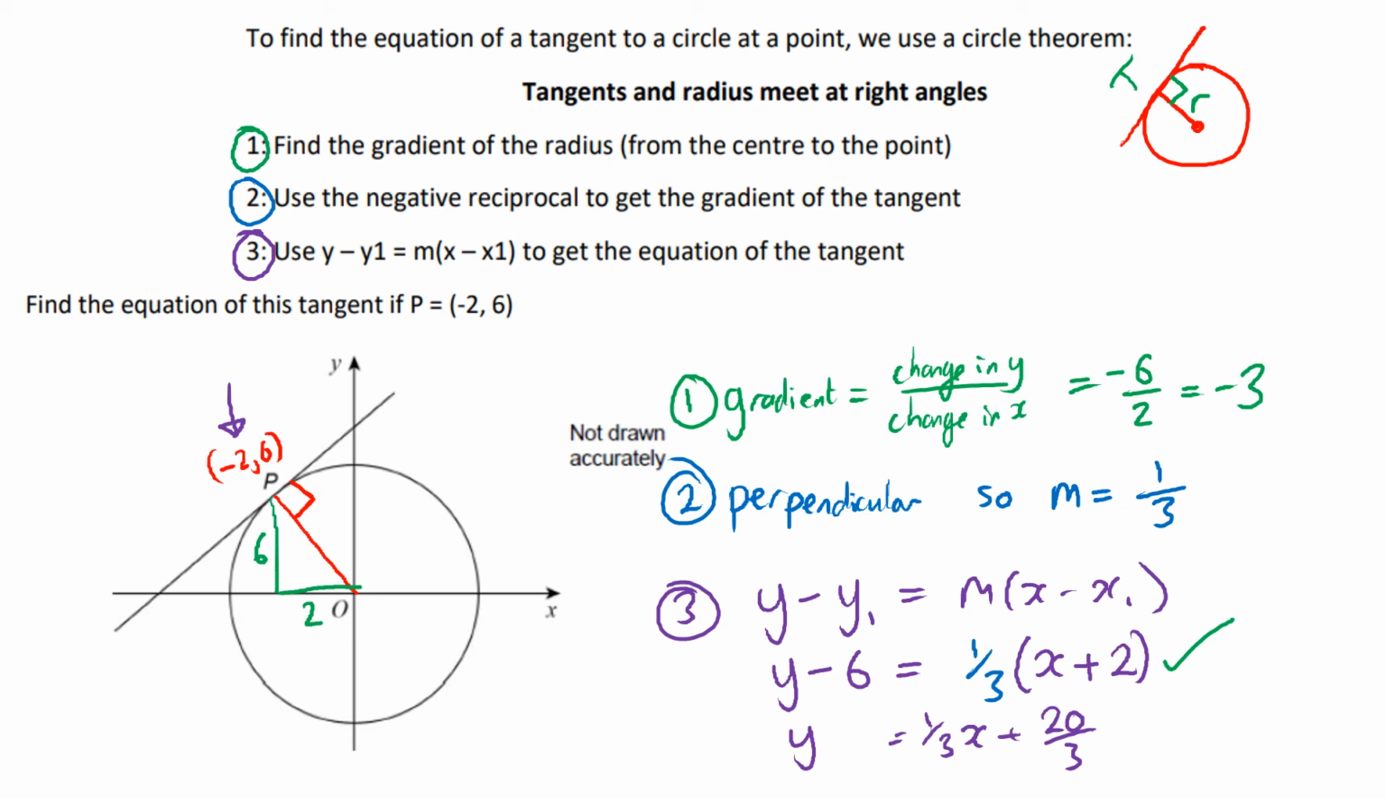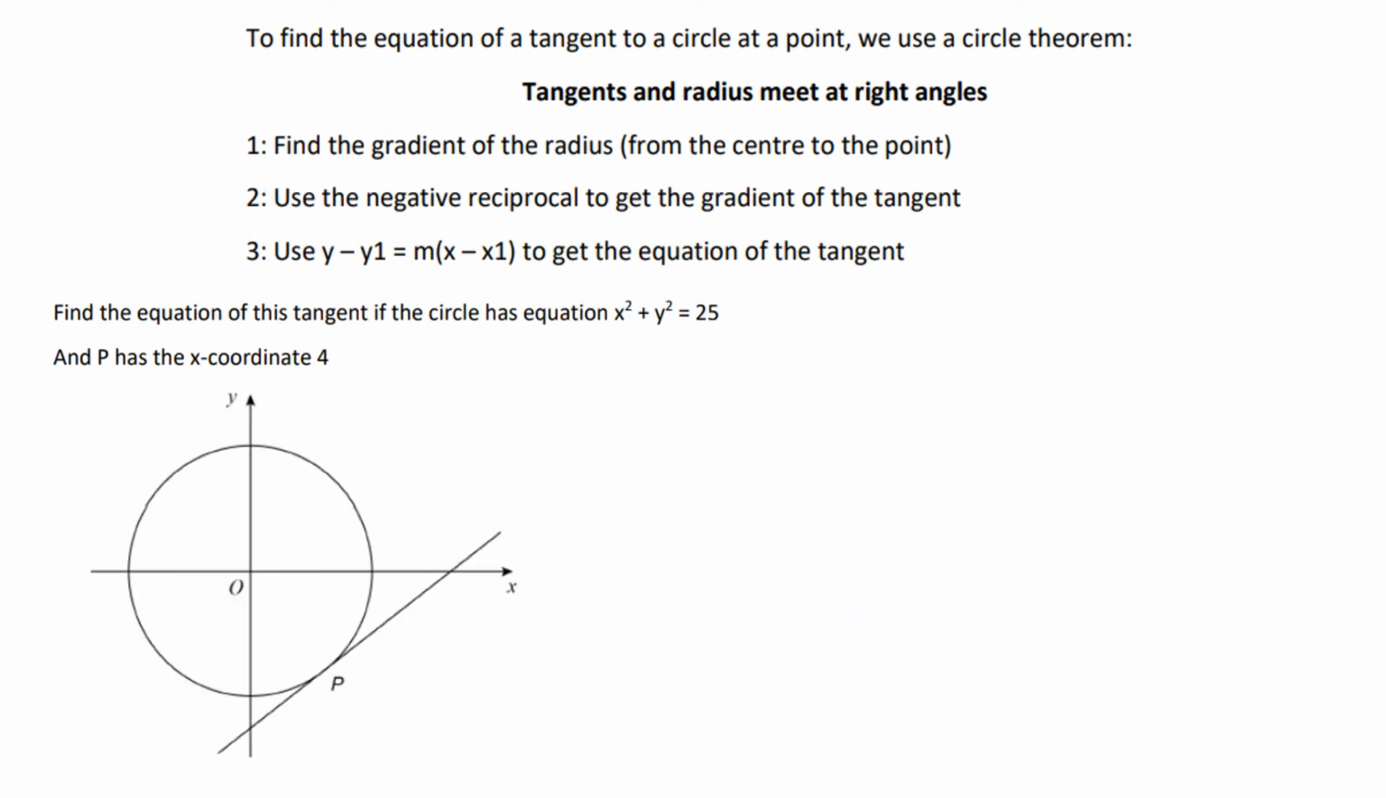We're going to look at one more example, but it's always that 1, 2, 3. Gradient of the radius, use the perpendicular negative reciprocal, and then find the equation of a line. So you have a go first on this one, okay? I'm going to show you the answer, but you should have paused in 3, 2, 1.